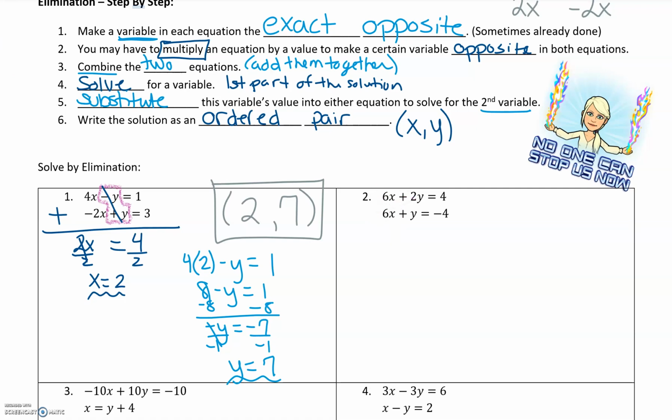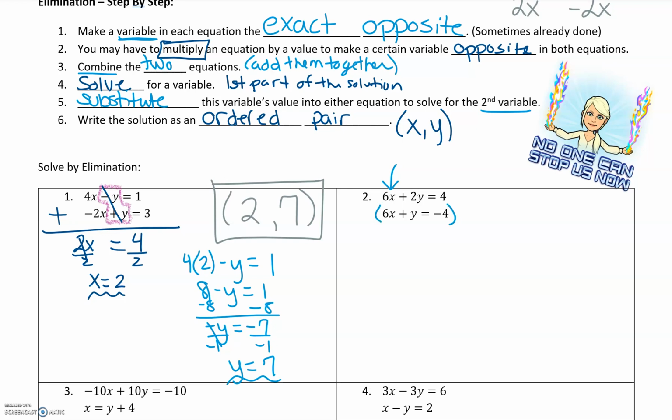So what we want to do is I want the 6x to stay a 6x, but the one on the bottom, we want to change it to a negative 6x. So if you look at step 2, it says you may need to multiply an equation by a value. Well, what can we multiply 6x by to make it a negative 6x? Well, we can multiply by negative 1. So we want to take the whole bottom equation.